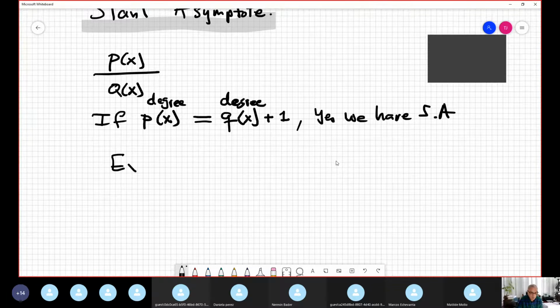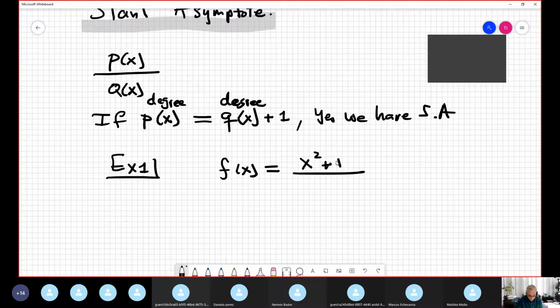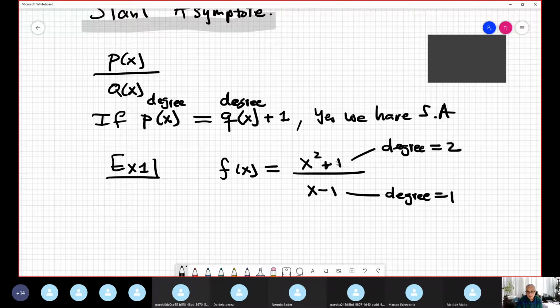Example number 1 for today: suppose f of x is equal to x squared plus 1 divided by x minus 1. Well, the degree of P is 2. The degree of Q is 1. It's exactly the condition that you need to have a slant asymptote. Okay, we have a slant asymptote.